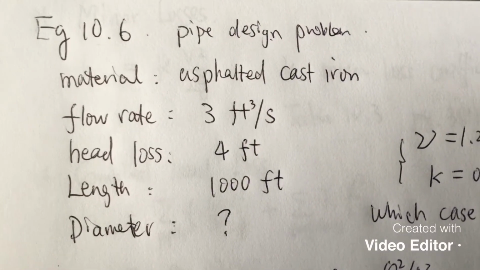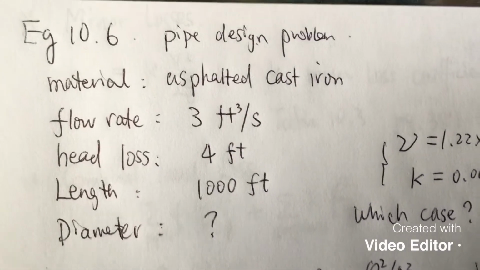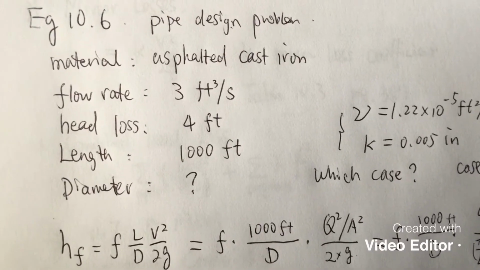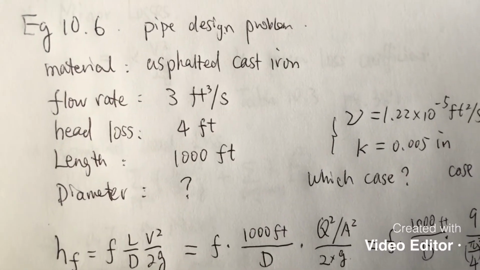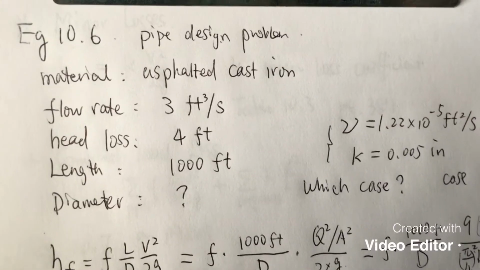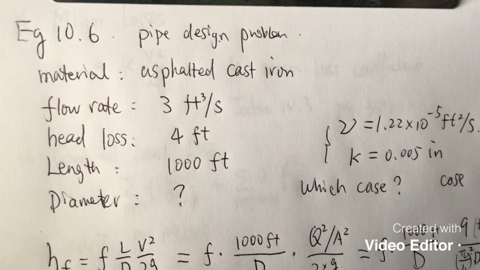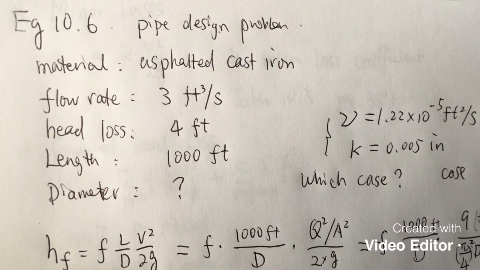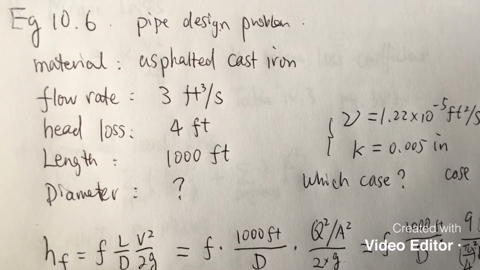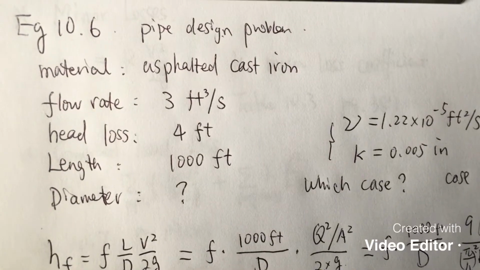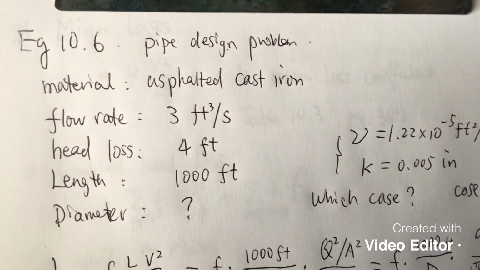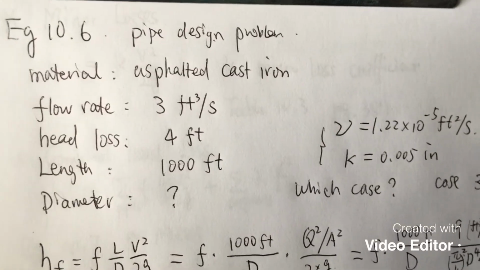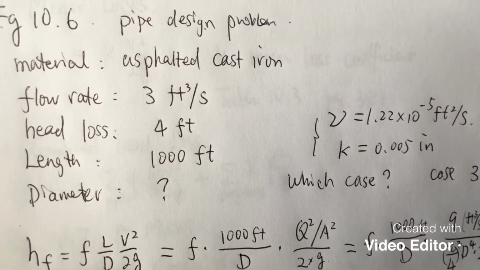Okay, another example, 10.6. This is a pipe design example problem. The design criteria are listed here, so you need to meet these requirements. The material for your design is asphalted cast iron. The required flow rate is 3 cubic feet per second. The required head loss is 4 feet. That's your design spec, right? Of course, the length we need to give you, so the length is 1,000 feet.